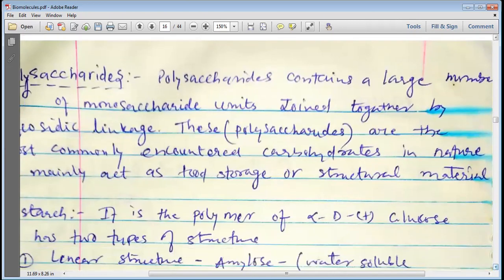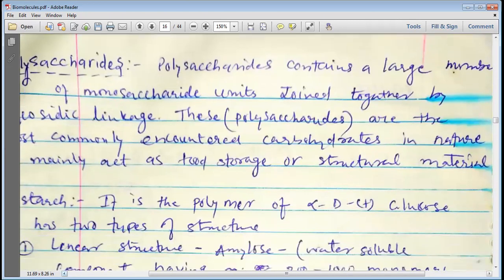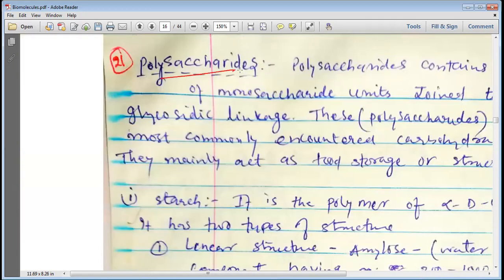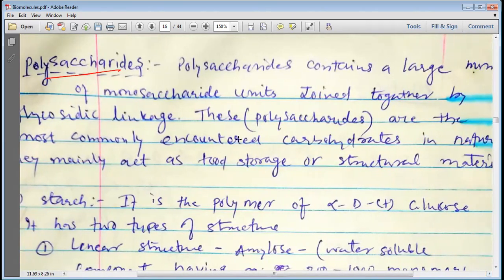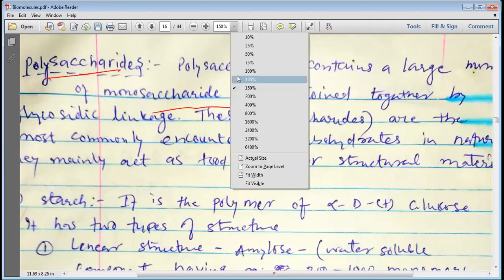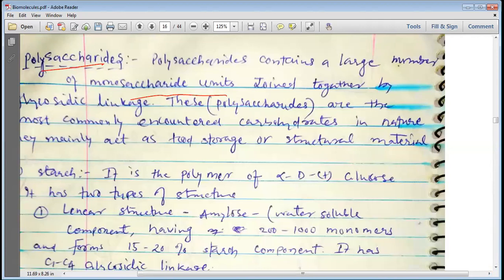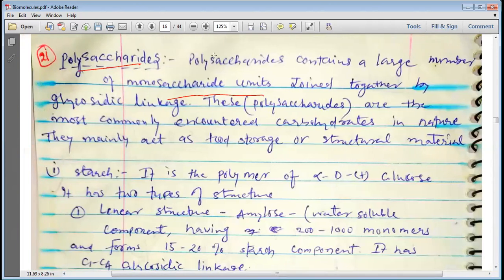Now, my dear students, we want to study the polysaccharides. So let us study the polysaccharides. Polysaccharides contain a large number of monosaccharide units, and that is why they are called polysaccharides. Once again, polysaccharides contain a large number of monosaccharide units joined together by glycosidic linkages. These polysaccharides are the most commonly encountered carbohydrates in nature. So in nature we get most of the polysaccharides.